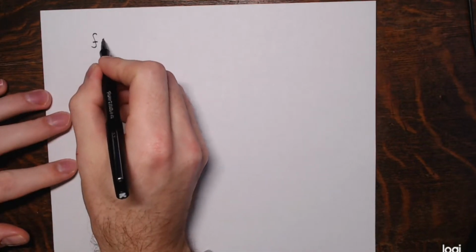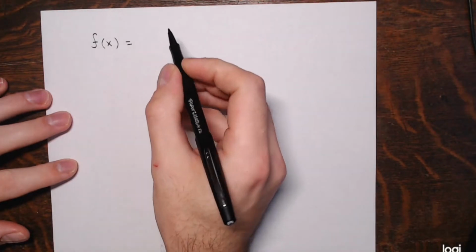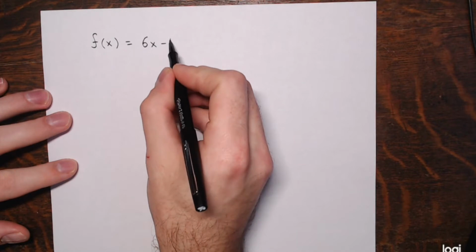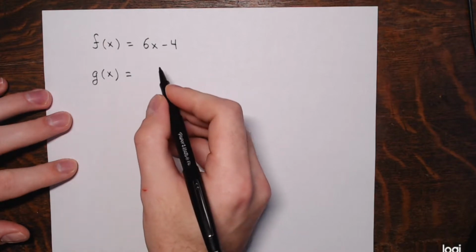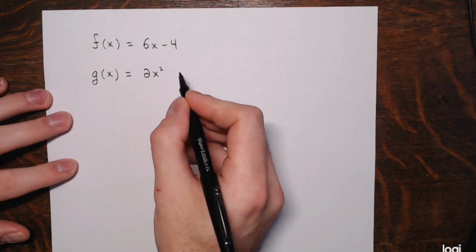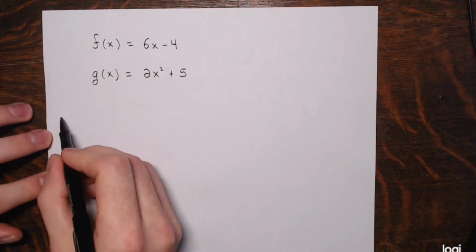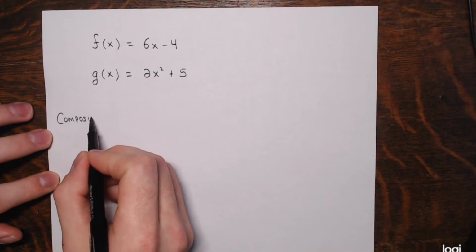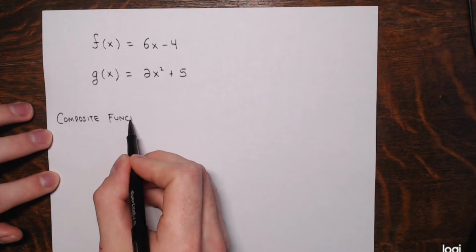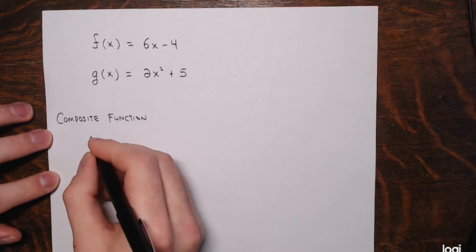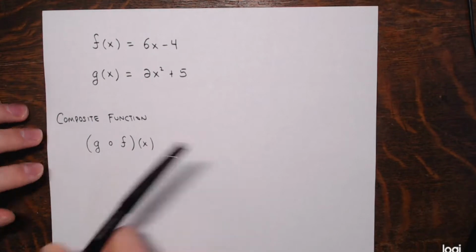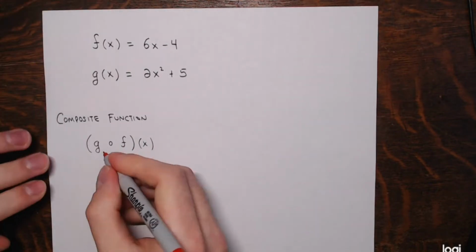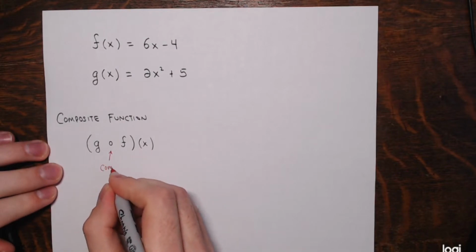Alright, so I got some paper here. The first function we were given was called f, right? f of x is 6x minus 4. And another function called g of x is 2x squared plus 5. And we're asked to create what's called a composite function, and the order they're putting it in for us in this problem is g composed with f. So it's a totally new function. Alright, so this little circle symbol is the composition operation.